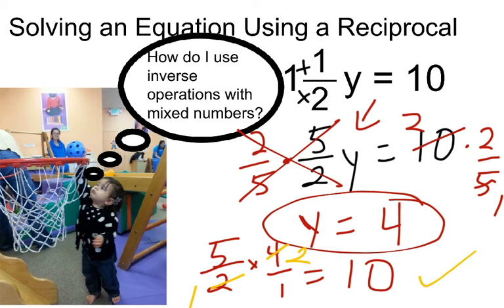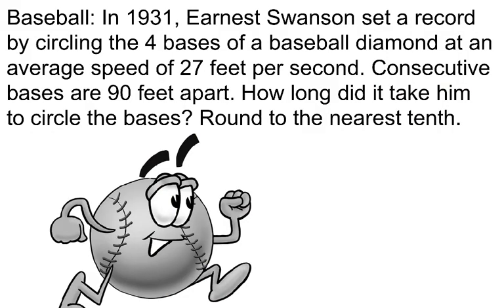So whenever you need to multiply by a reciprocal, make sure you change the mixed number into improper fractions first. And then you'll just use the same strategies that you used when multiplying by the previous reciprocals. One final piece, let's look at a word problem.